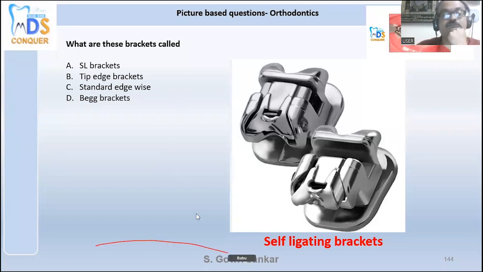Any doubts? There are no such particularly important topics. There are still 1.5 months of time. I think everything is important in NEET. Basic concepts are good.